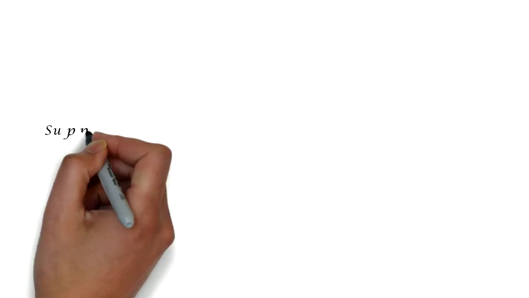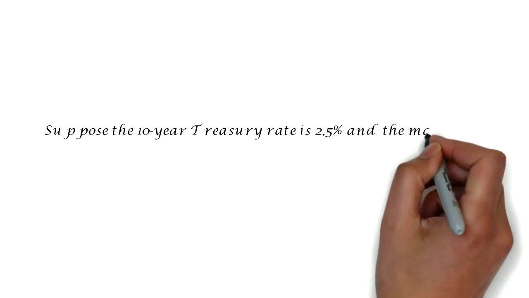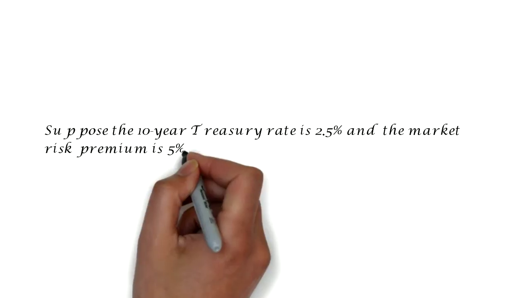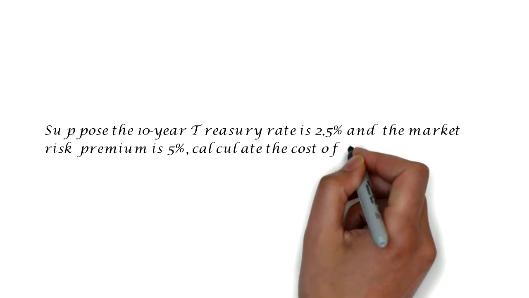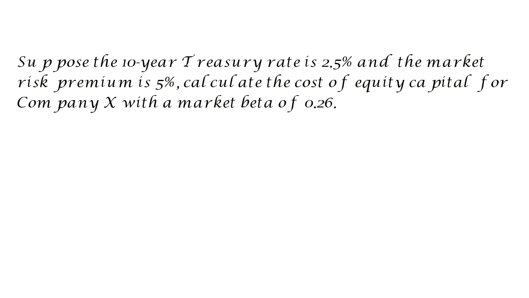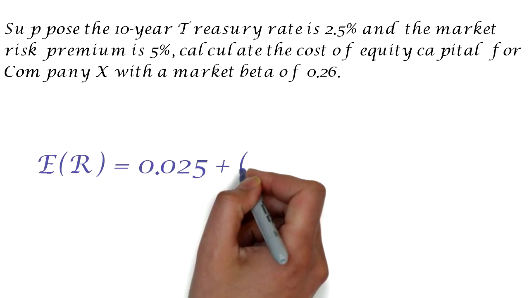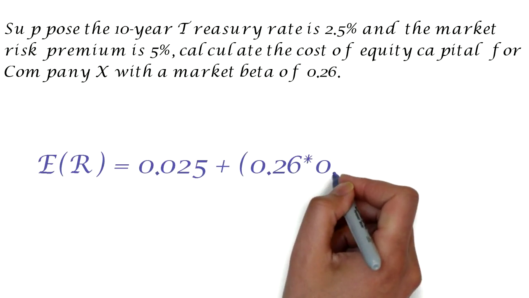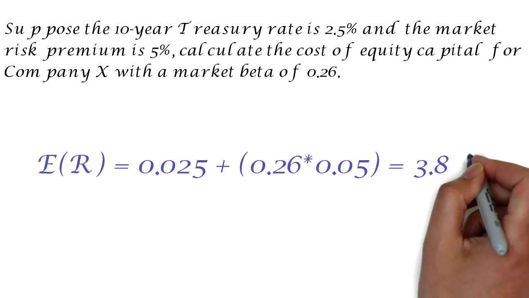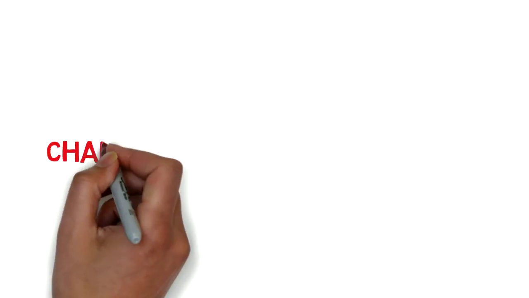Let's look at an example. Suppose the 10-year Treasury rate is 2.5% and the market risk premium is 5%. Calculate the cost of equity capital for company X with a market beta of 0.26. Plugging the numbers into the CAPM formula, we get 3.8% as the cost of equity capital, which is computed as 0.025 plus 0.26 times 0.05. This estimate implies that an investor requires an expected return of 3.8% to invest in company X's stock.